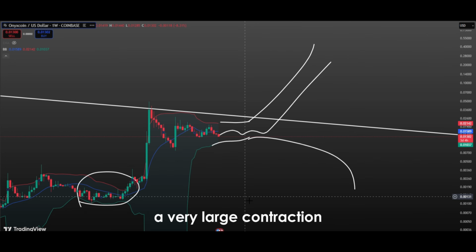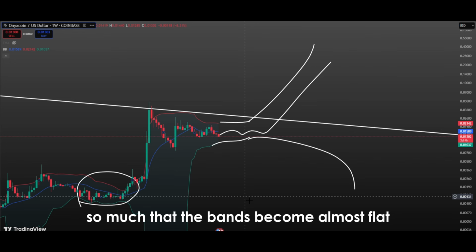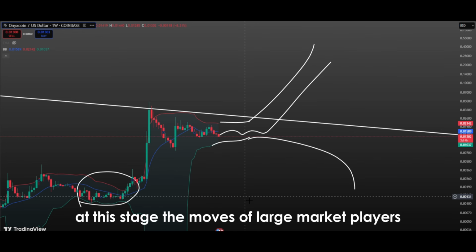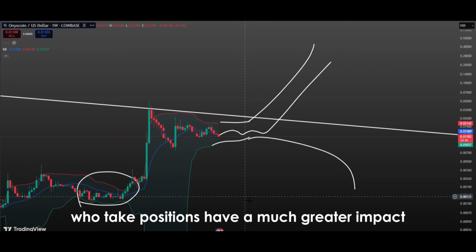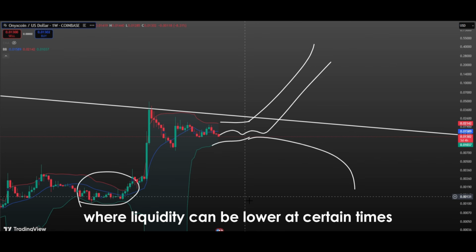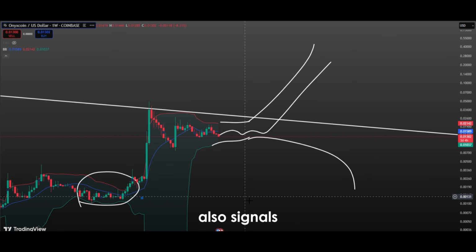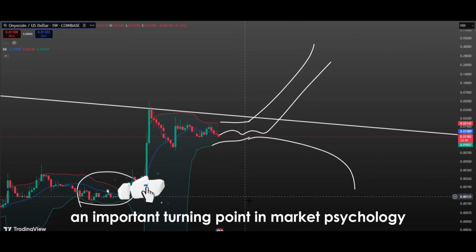A very large contraction often reduces the price's range of movement so much that the bands become almost flat. At this stage, the moves of large market players who take positions have a much greater impact. Even a small wave of buying or selling can push the price outside the bands and trigger other investors to act. This creates a domino effect. In the cryptocurrency market in particular, where liquidity can be lower at certain times, such breakouts can be much sharper and more sudden.